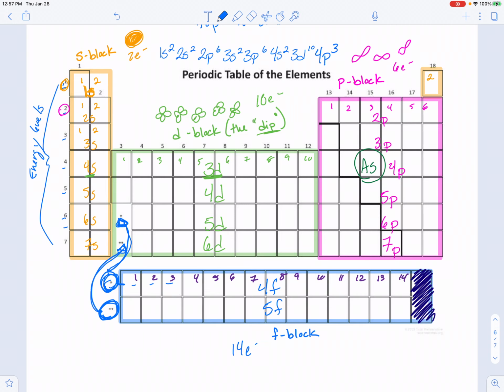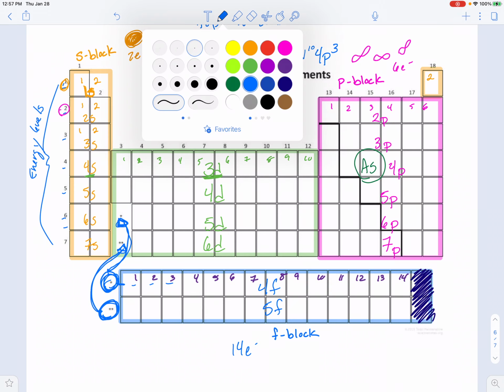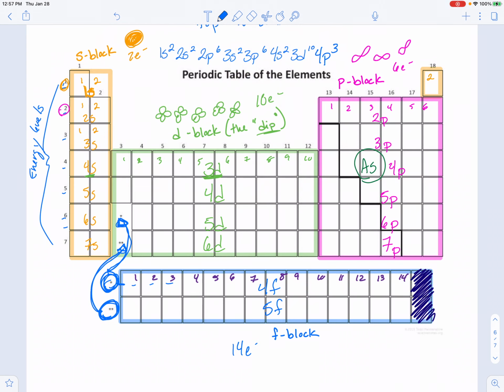Okay, just for the sake of fun, I'll do one more with you. Let's do a long one. We can do silver. So silver is over here. So again, I'm going to read my periodic table. I'm not going to write as I go, but I'm going to fill up 1s.